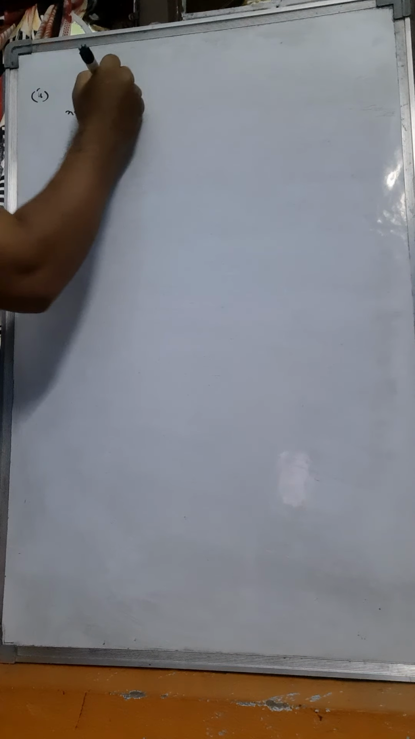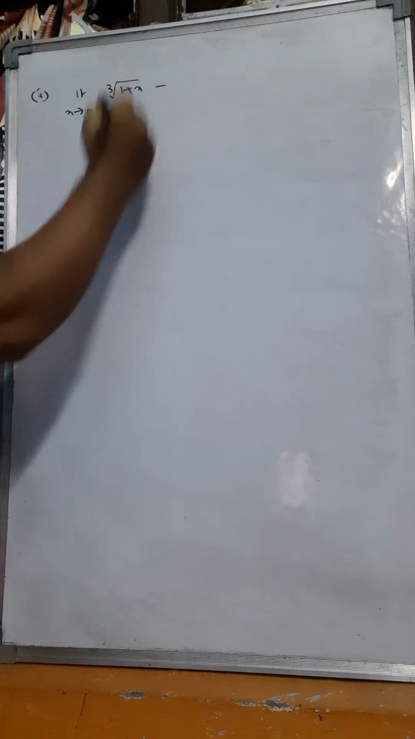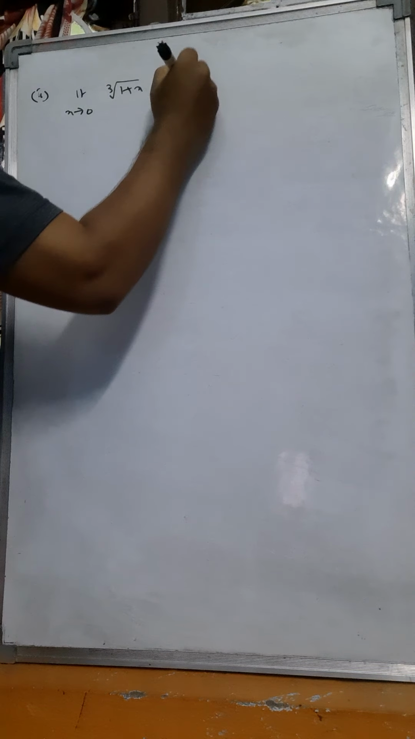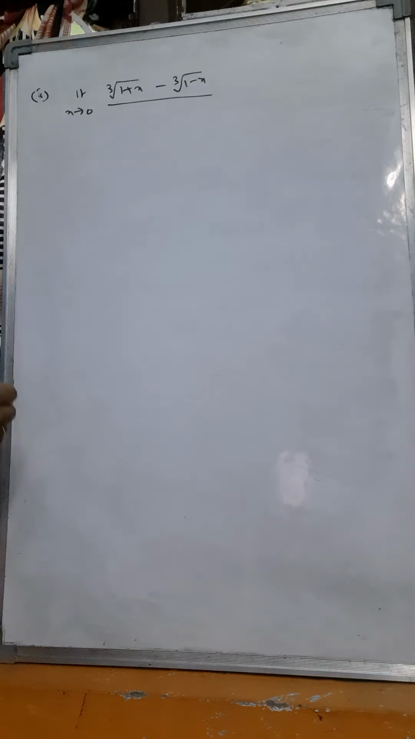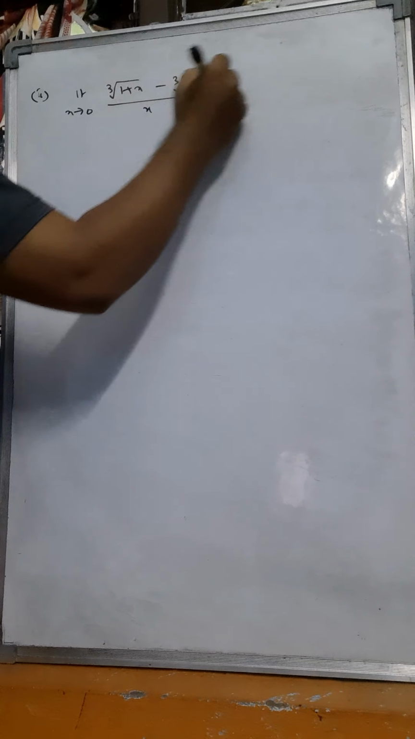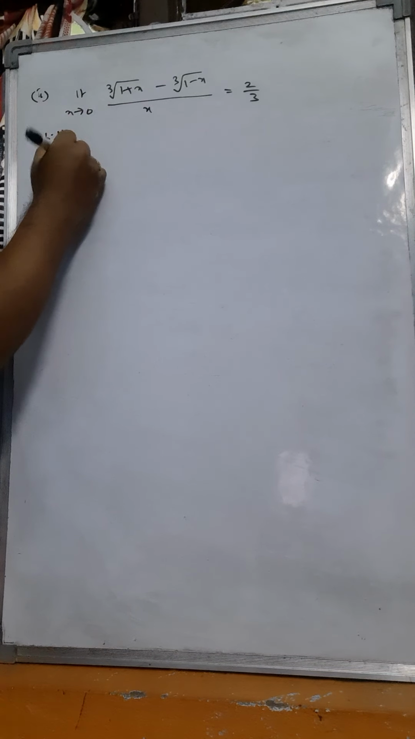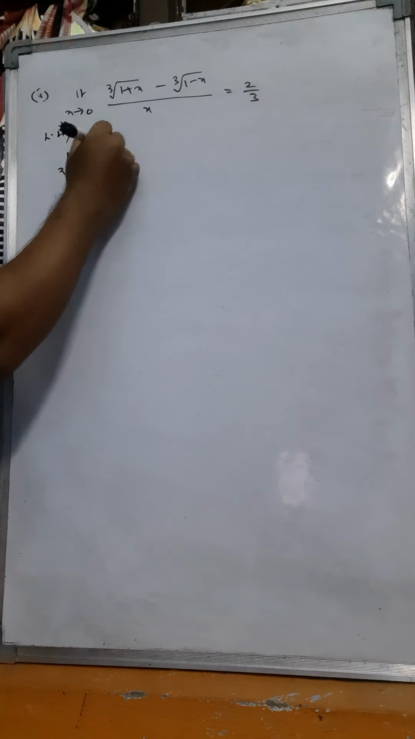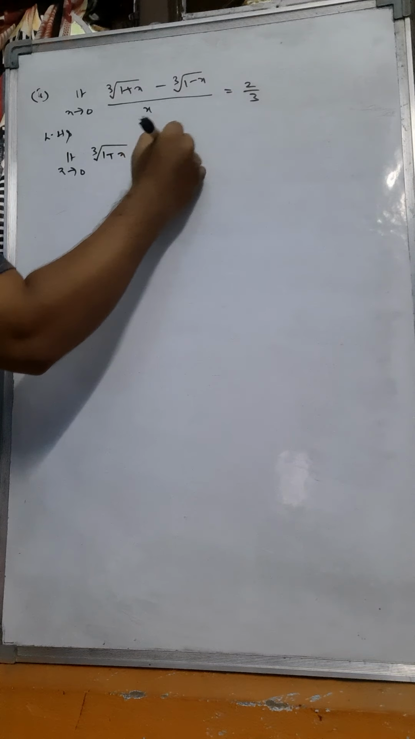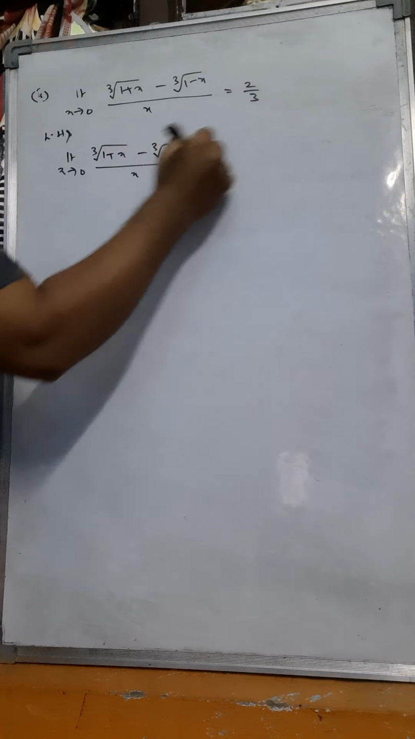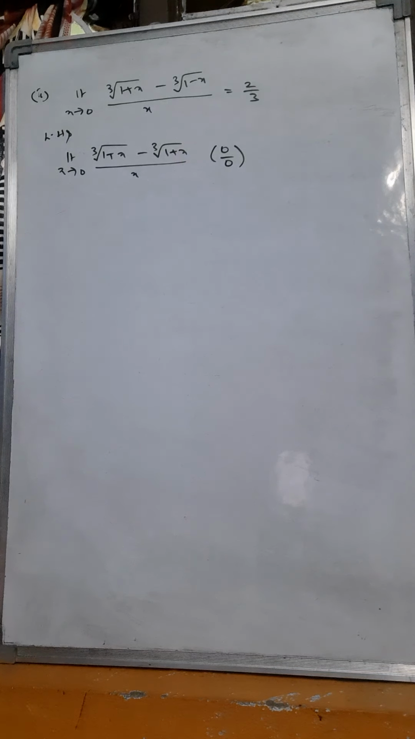Second problem. Limit x tends to 0, cube root of 1 plus x minus cube root of 1 minus x by x is equal to 2 by 3. So what is the LHS? Limit x tends to 0, cube root of 1 plus x minus cube root of 1 minus x by x, which is in the form of 0 by 0.